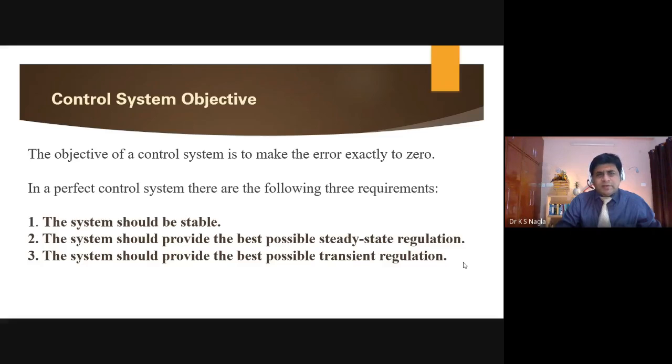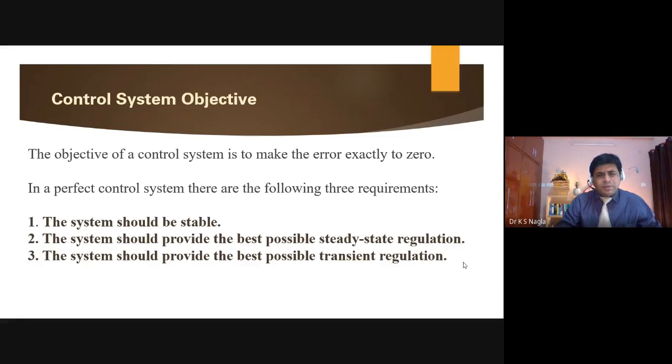So in a perfect control system, there are the following three main requirements. One is that the system should be stable. Another is that the system should provide the best possible steady state regulation. And the third is that the system should provide the best possible transient regulation. These three objectives are very important in the feedback automatic control system or any process control system.